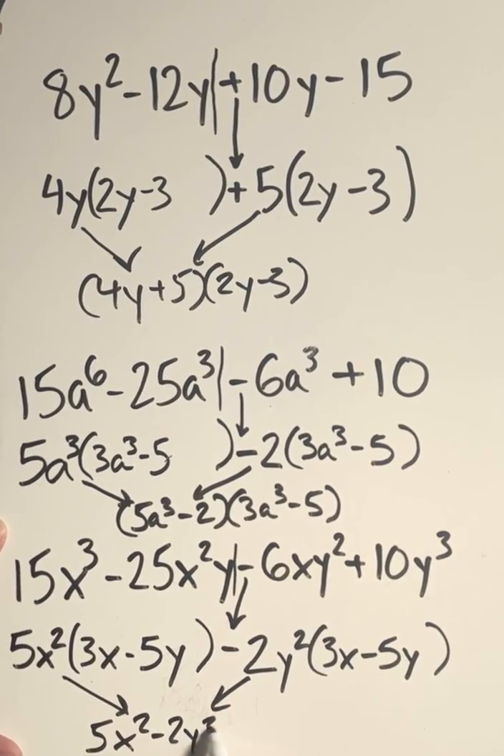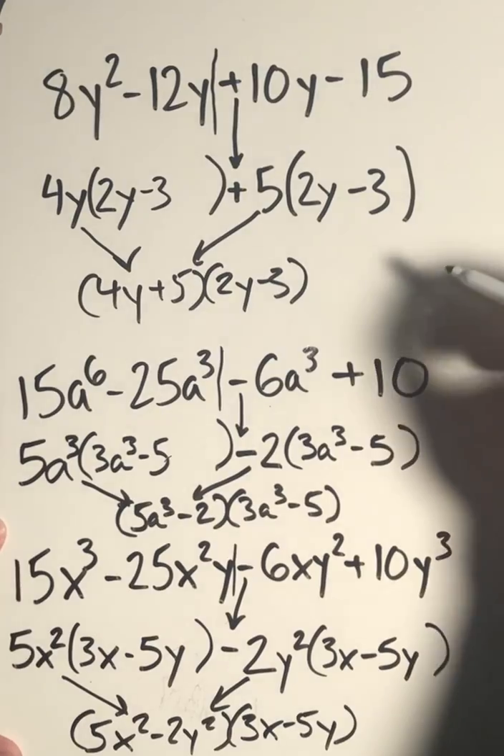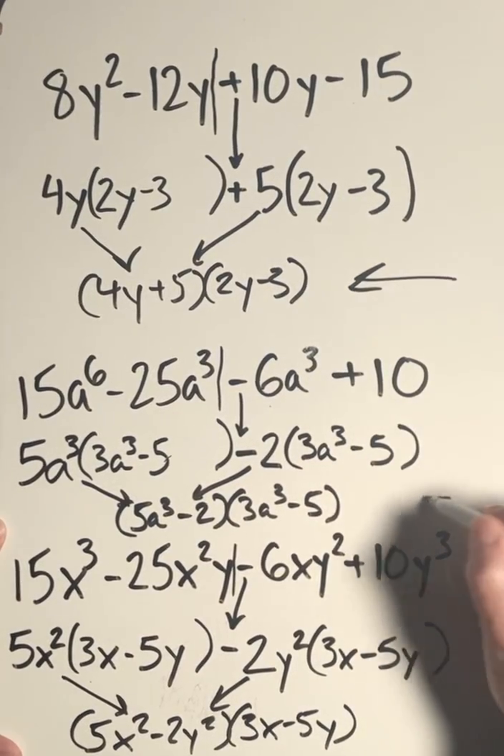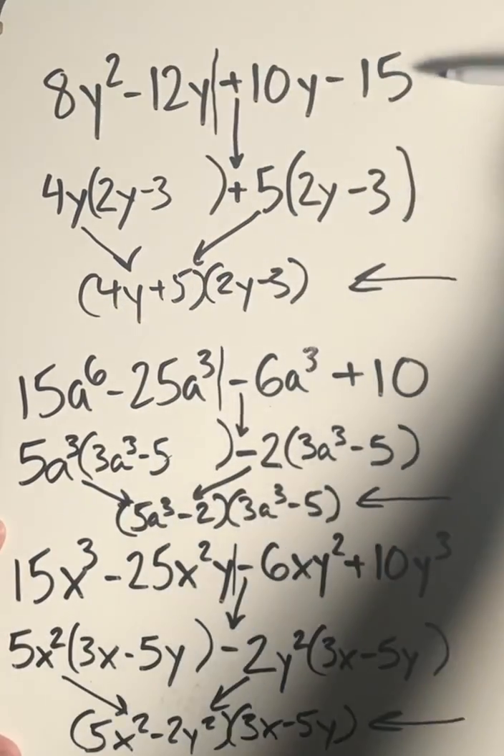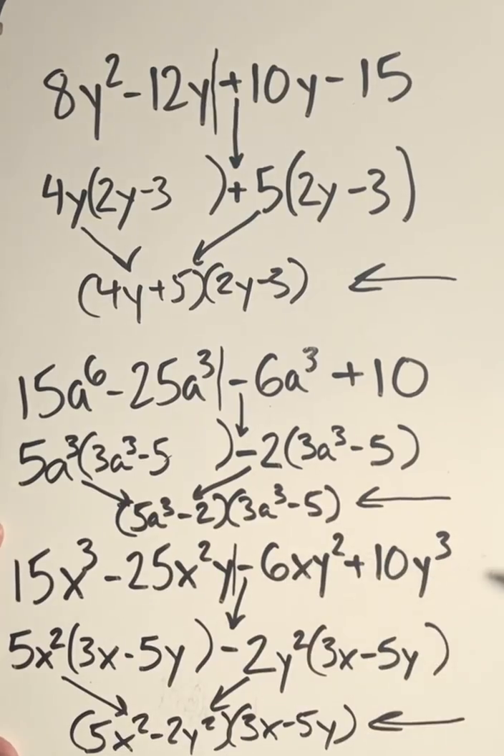to show this entire expression after I've factored out the greatest common factor from each side as 5x squared minus 2y squared, parentheses 3x minus 5y. With each of these examples here, you could always multiply these 2 binomials together using FOIL, and you will produce the polynomial that you started with at the beginning.